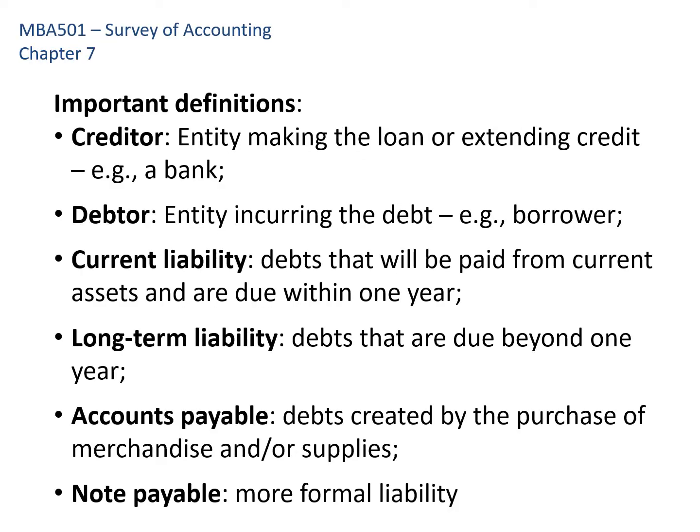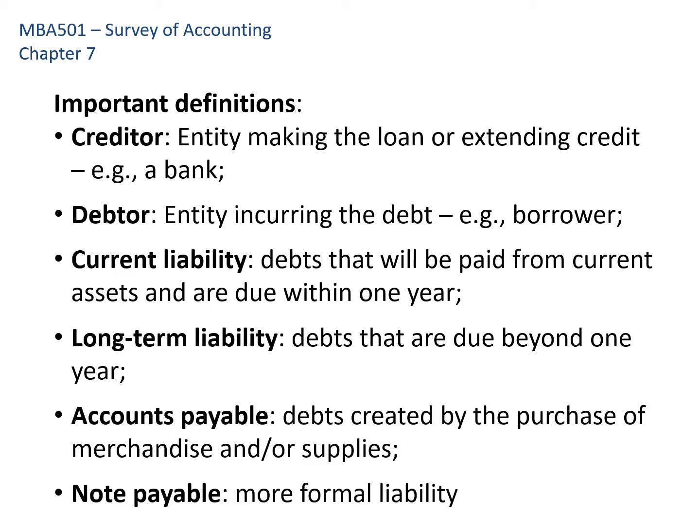So first I want to start with some important definitions that'll help the rest of it make sense. So first of all, the creditor is the entity that is issuing or making the loan. So it would be the bank or the finance division of the car company if you're buying a car, or whoever is making the loan or extending credit. The debtor is a person incurring the debt, so the borrower. So in this case, we'll be talking about it from a company's perspective. So in that case, the company is the debtor. They're the ones going into debt.